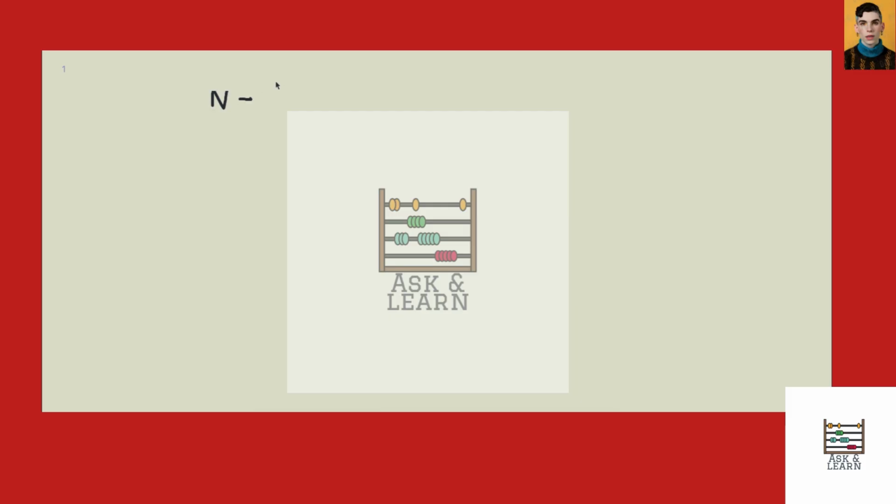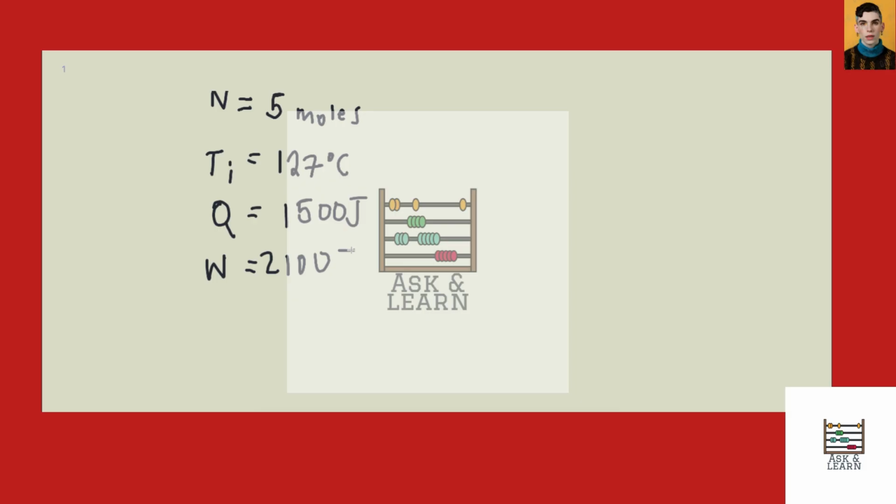So we have N equals 5 moles, and we have T initial is 127 degrees C, and we know that Q equals 1,500 joules, and we know that work is 2,100 joules, and our goal is to get the final temperature.